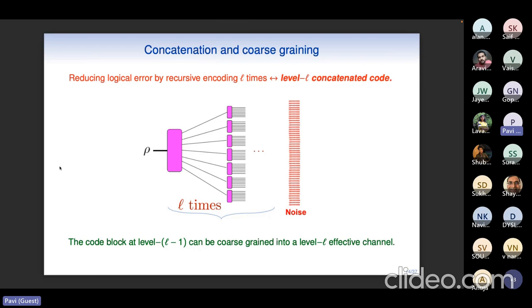Now we can really think of the computer as being prepared like an encoding circuit. And after the desired amount of time, you're written as L. We basically stop the encoding process at those many physical qubits.